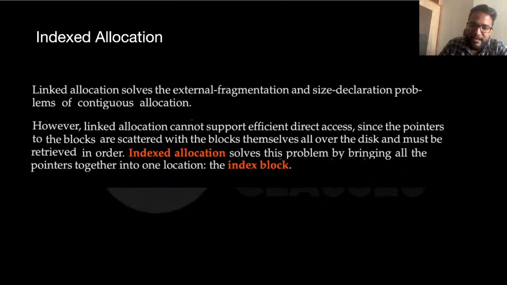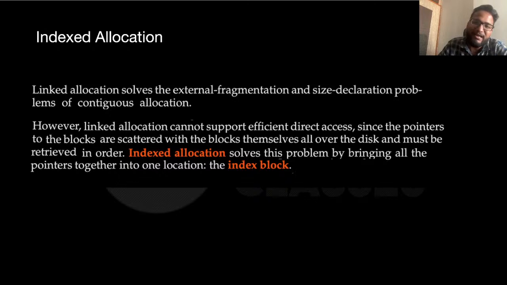Now let's see this index allocation. Let's see what they are asking. Linked allocation solves the external fragmentation, right? I mean, there is obviously no external fragmentation in the linked allocation. However, the linked allocation cannot support efficient direct access. So there are problems in the linked allocation because you cannot directly access any part of the file. Efficient direct access. Yes, I agree that FAT is available, but still, that's not very convenient.